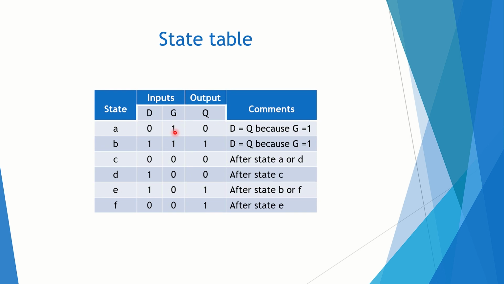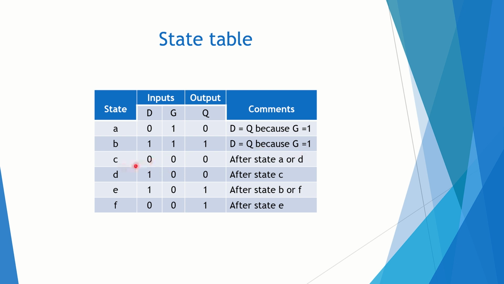So this is a state table. There are 6 states, that is A, B, C, D, E, and F. And these are the inputs. There are two inputs, and whenever G is equal to 1, whatever value D has is transferred here. So D is equal to Q because G is equal to 1.